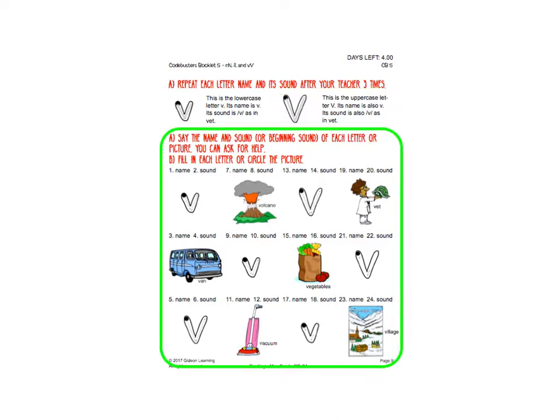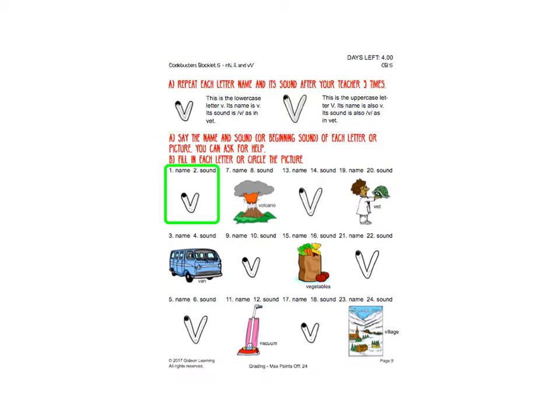Say the name and sound or beginning sound of each letter or picture. You can ask for help if you're not sure what the picture is. Fill in each letter or circle each picture. This is V. Its sound is V. And now you can write your lowercase letter v.